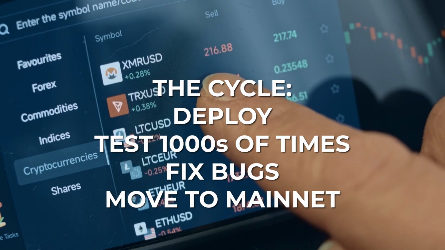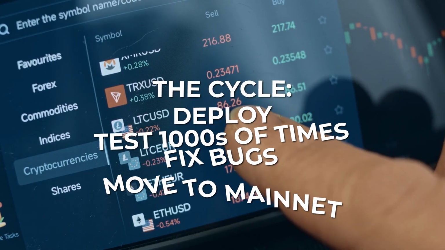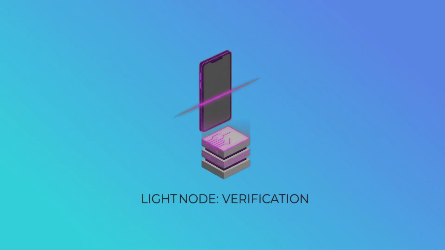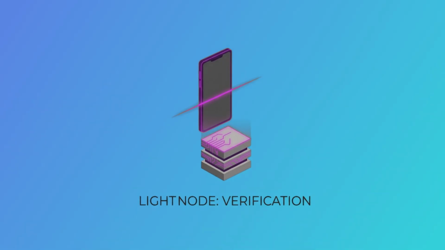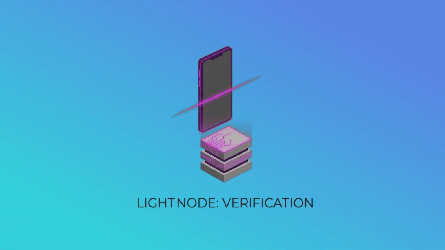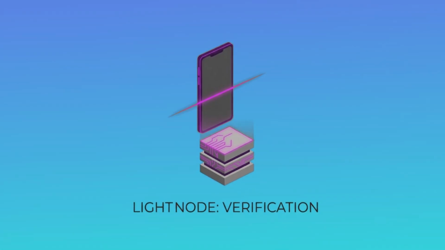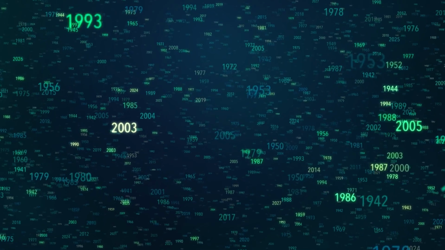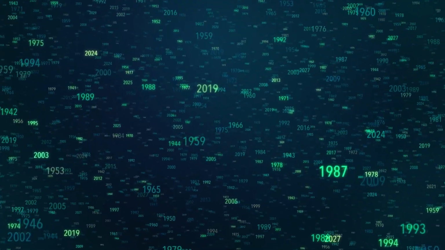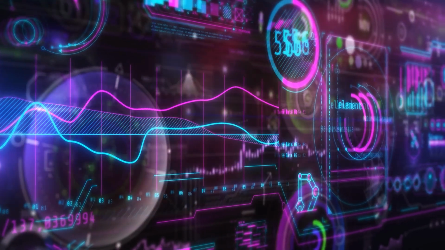Full nodes do have one important limitation. They store current blockchain state but don't preserve every intermediate state the blockchain passed through to get here. They can tell you the current balance of any address. They can't reconstruct what that balance was at block 9 million. For that, you need an archive node.